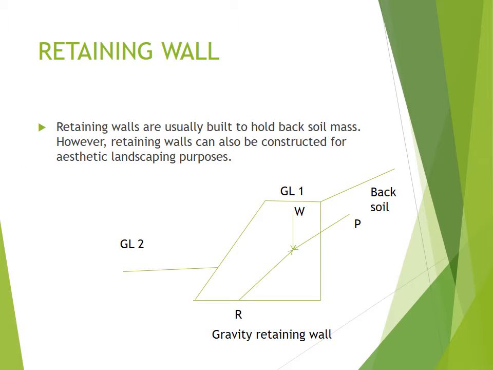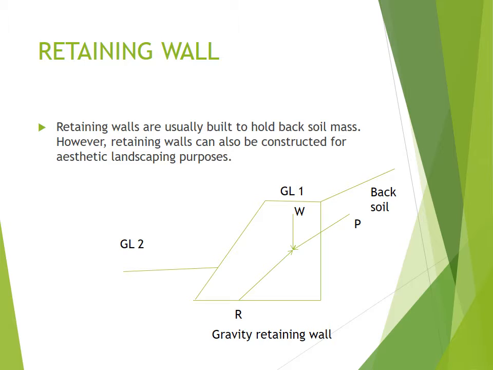Retaining walls, we want to look now at what a retaining wall is. Retaining walls are usually built to hold back mass soil. However, retaining walls can also be constructed for aesthetic landscaping purposes. A retaining wall is a wall built to retain a bank of earth due to change in gradient levels.